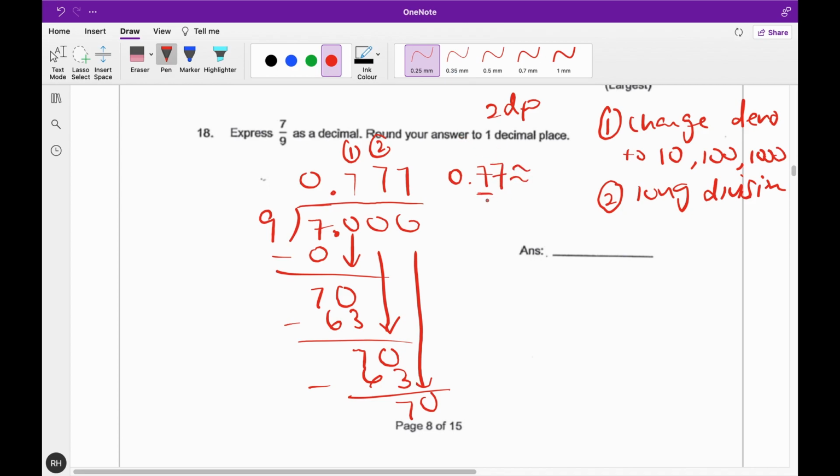So 1 decimal place is here. We look at the digit behind it, it's 7. So 5, 6, 7, 8, 9 will round up. 0, 1, 2, 3, 4 will round down. So in this case, it's 7. So round up this number with plus 1. So 0.8. So the answer is 0.8.